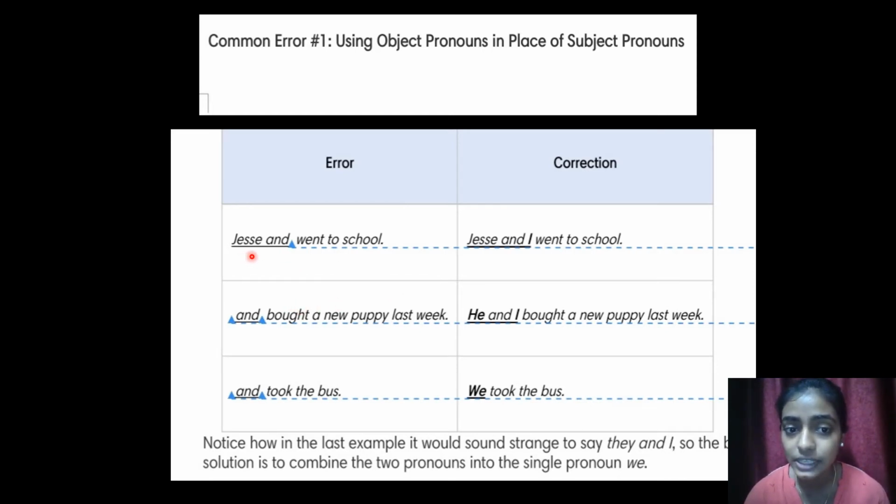Now, "Jess and me went to school" might sound correct, but it is not. It is "Jess and I went to school." We should be careful when using object pronouns and subject pronouns, because here a subject pronoun is needed, I, not me. "Jess and I went to school" uses a subject pronoun, and this is correct. If you use me, it will be an object pronoun and it will be wrong. So "Jess and I went to school," not "Jess and me went to school." Although it might sound right, it is not right.